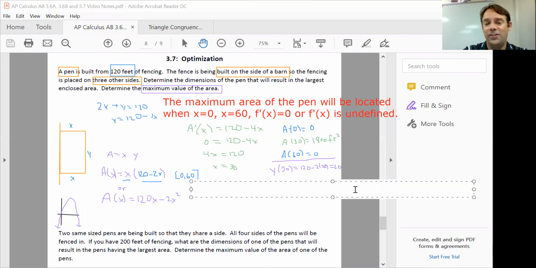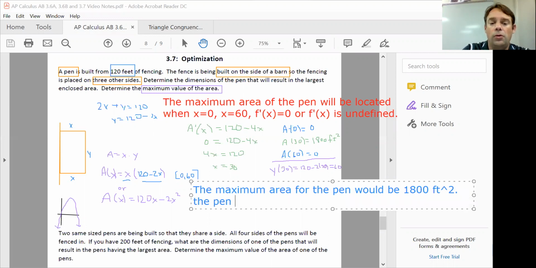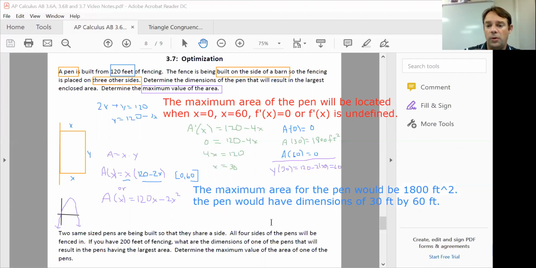All right. So the maximum area for the pen would be 1,800 feet squared. The pen would have dimensions of 30 feet by 60 feet. And there we go. We just make a comment of what we ended up finding out.